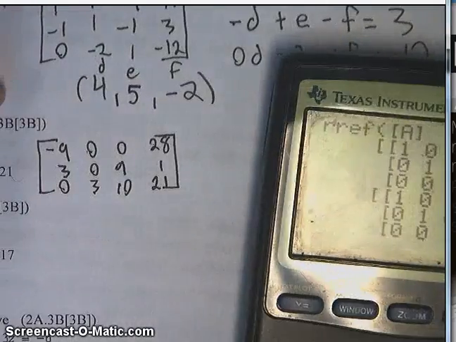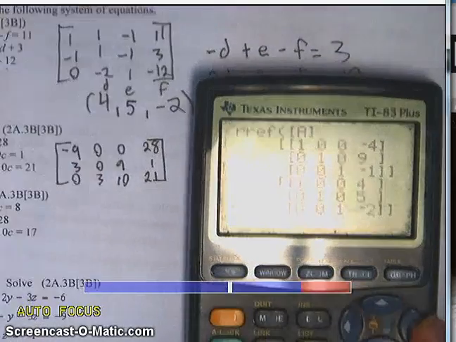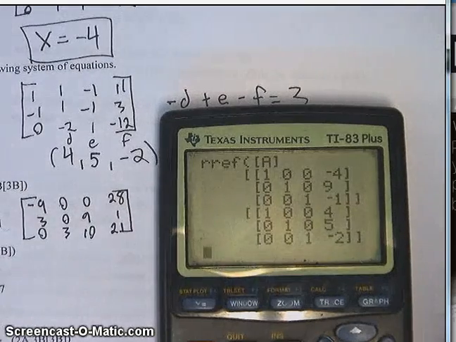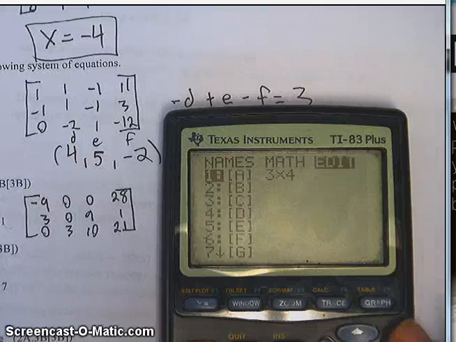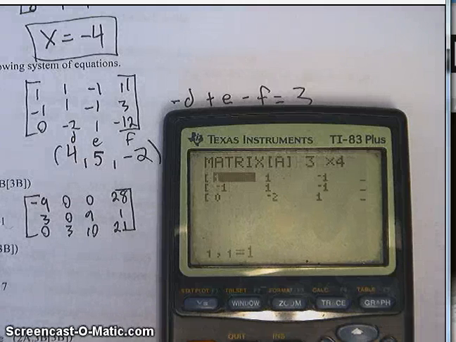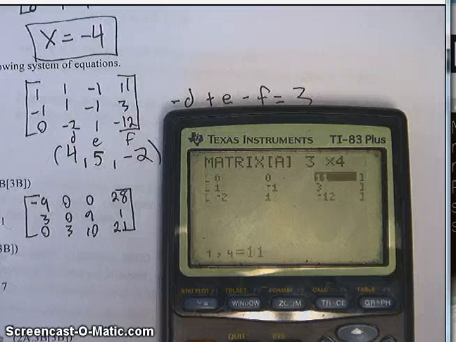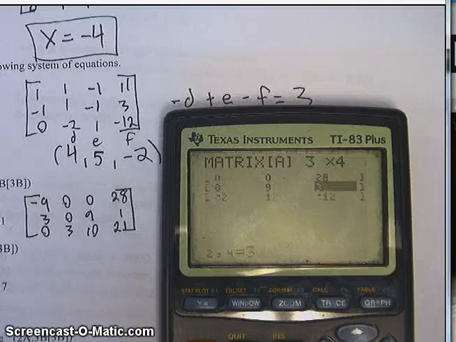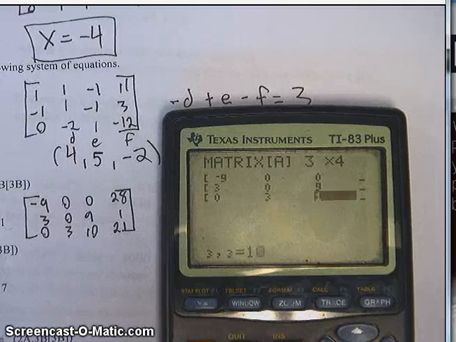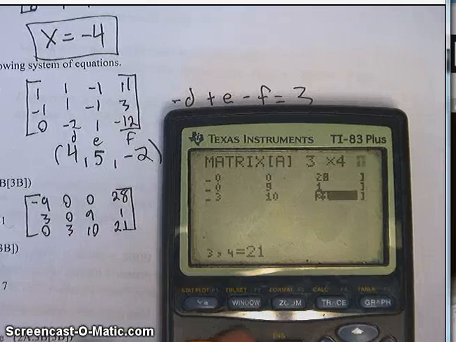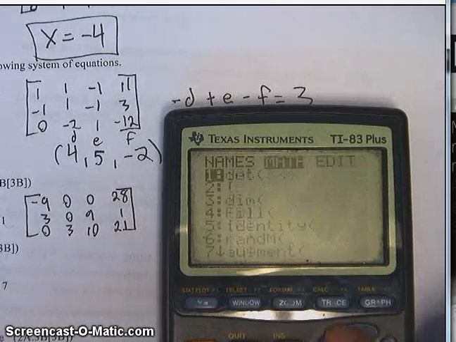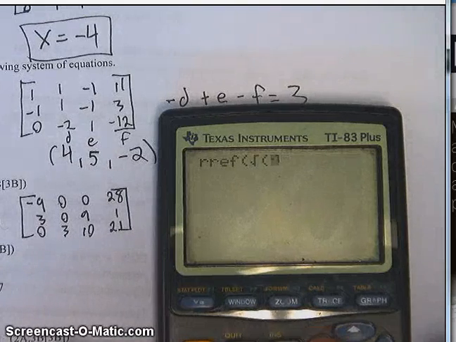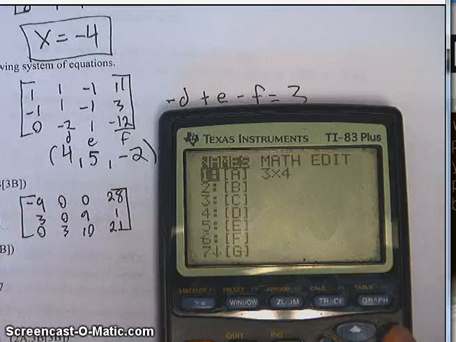So back to the calculator. And we're going to do second matrix edit. Negative 9, enter, 0, enter, 0, enter, 28. 3, enter, 0, enter, 9, enter, 1, 0, 3, 10, 21. Second quit, second matrix, math up to B. Second matrix, enter on A, enter.